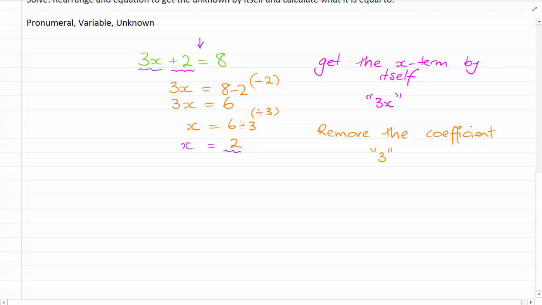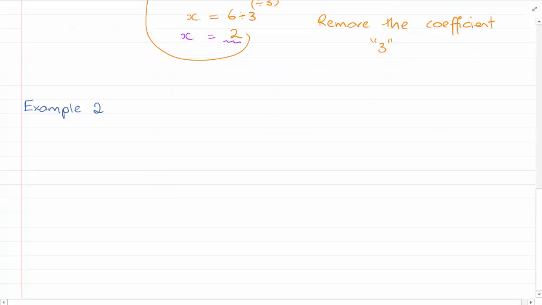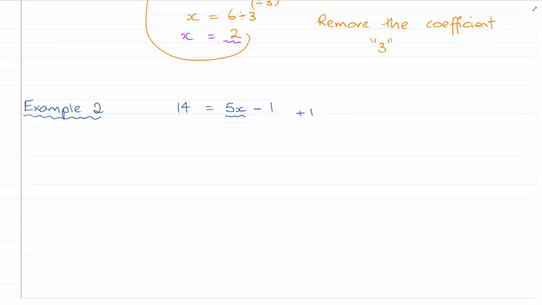Now at this stage you may choose to resubstitute the 2 back into the original equation here, so that you get 3 times 2 plus 2, and that of course gives you 8, which means that you have done the correct thing. So in this example we're talking about 14 is equal to 5x minus 1. Again, in this case I'm going to try and get the 5x by itself. So the first thing I'm going to do is add 1. At the moment it's 5x subtract 1, so I'll add 1 to fill that subtract 1, which will cause it to cancel out.